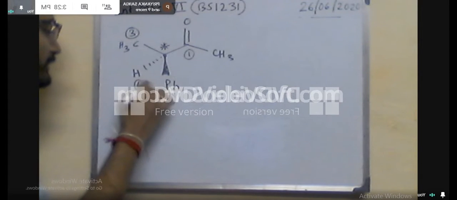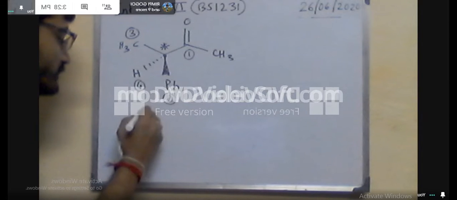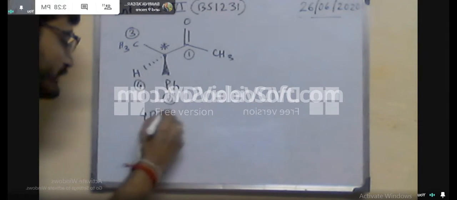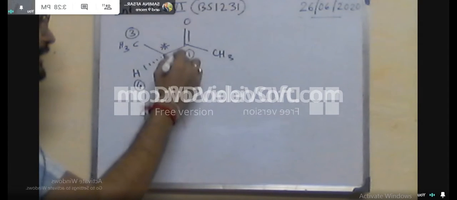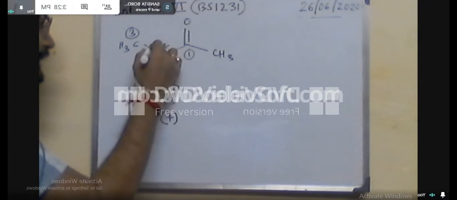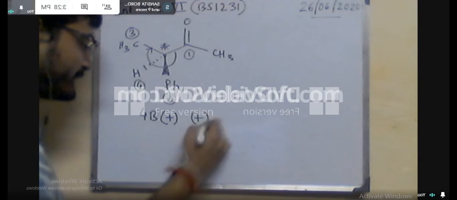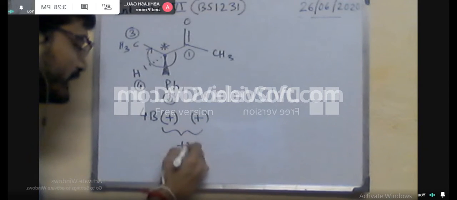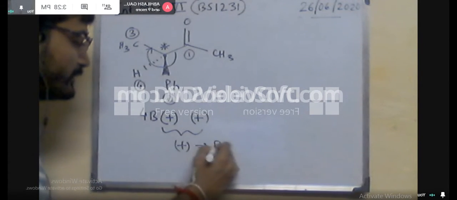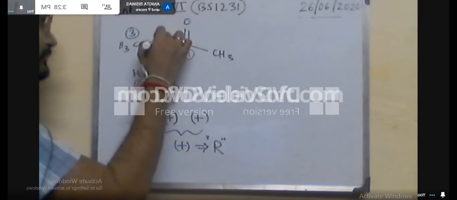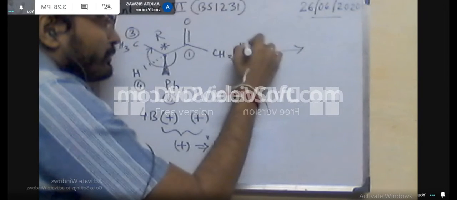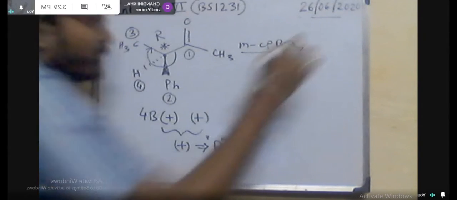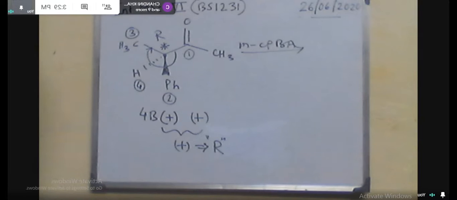Now, by doing the Baeyer-Villiger oxidation, here you will get the ester molecule, and it will also have the configuration R, not S. That means when you perform the reaction, in this case the structure of the product will be phenyl, hydrogen, CH3, O, C double bond O, CH3.